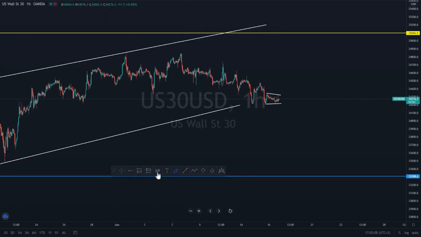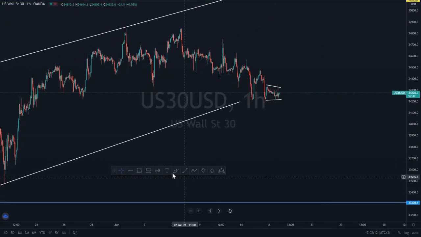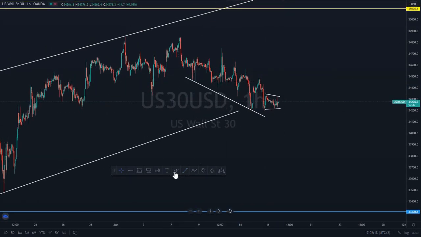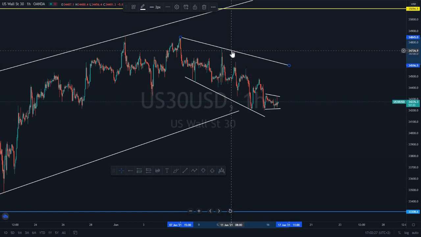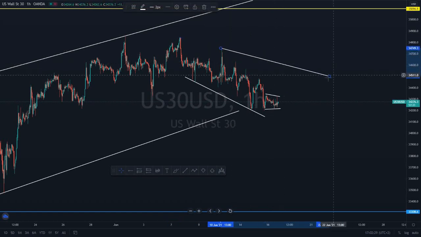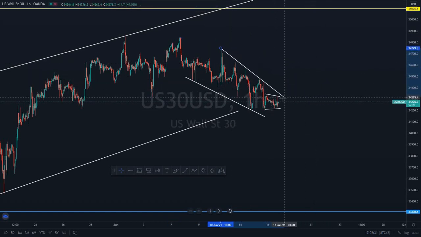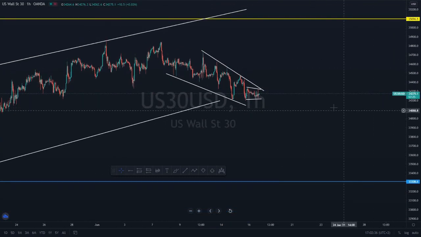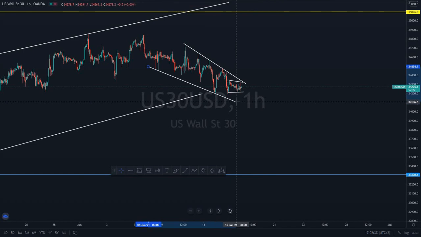For now I'm just looking at this structure and what is happening here on this descending structure. That's because I don't want to be caught on the wrong side of the market. So if I miss the trade, it's fine. There's no problem there. But it's very painful to miss a trade that you've been waiting for or forecasting.